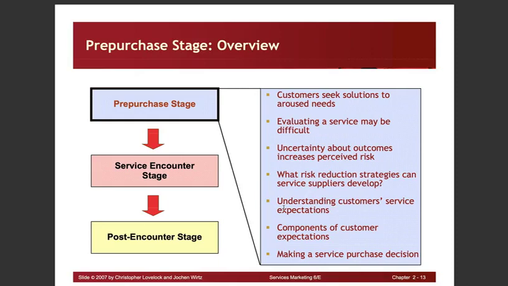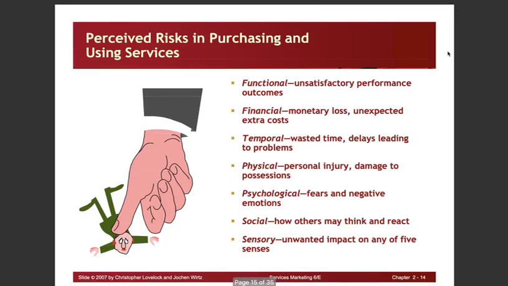So expectations are related to problems. So how to fulfill the expectation? We try to provide the solutions. Okay, this is the perceived risk. The perceived risk in purchasing and using services. So, in the initial state, the customer will think about perceived risk, but we as a service provider also should think about this perceived risk, right?